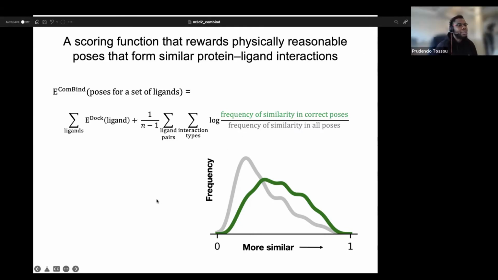I see that you don't include the ligand in the right side of the equation, the second term of the equation. And I wonder why.